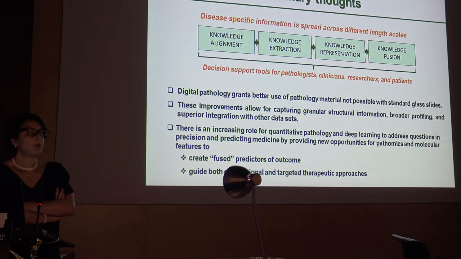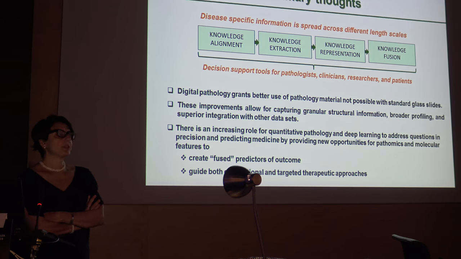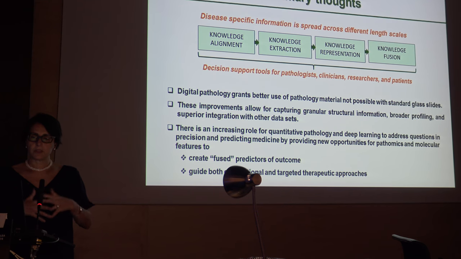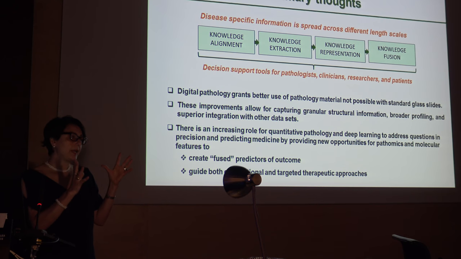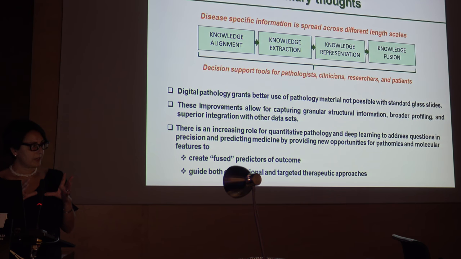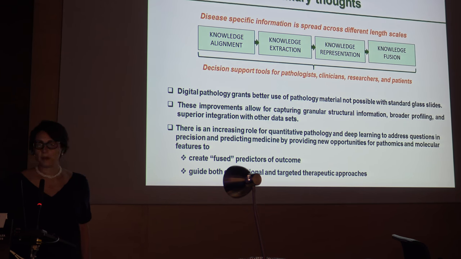Summary thought. If you think about diseases and the use of digital pathology, the disease-specific information is obviously spread across different landscapes. And so we need to know, and digital pathology is helping us, how do we align all this knowledge? How do we extract it from the images, for example? How do we represent it, and how do we fuse it with all the other elements in order to provide decision support tools for pathologists, clinicians, researchers, but also patients?